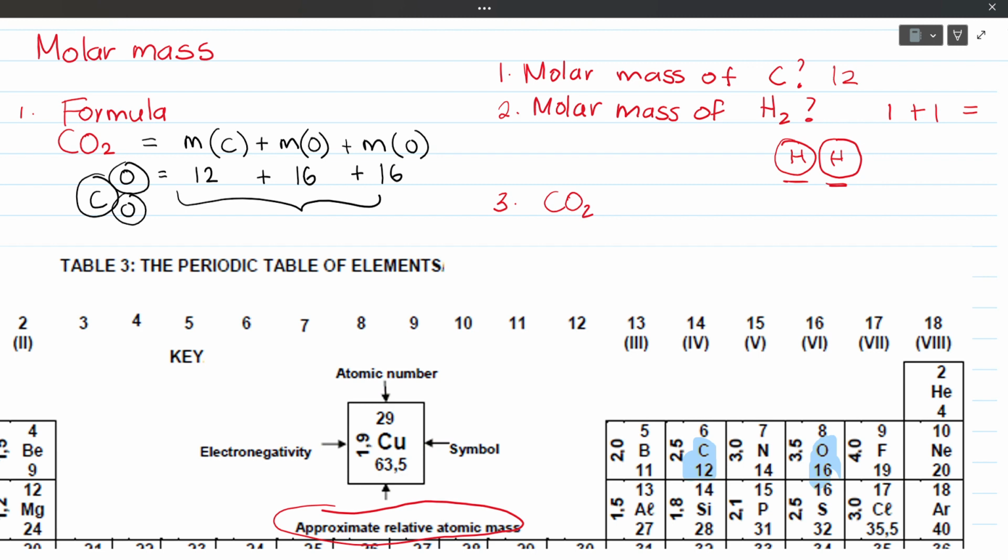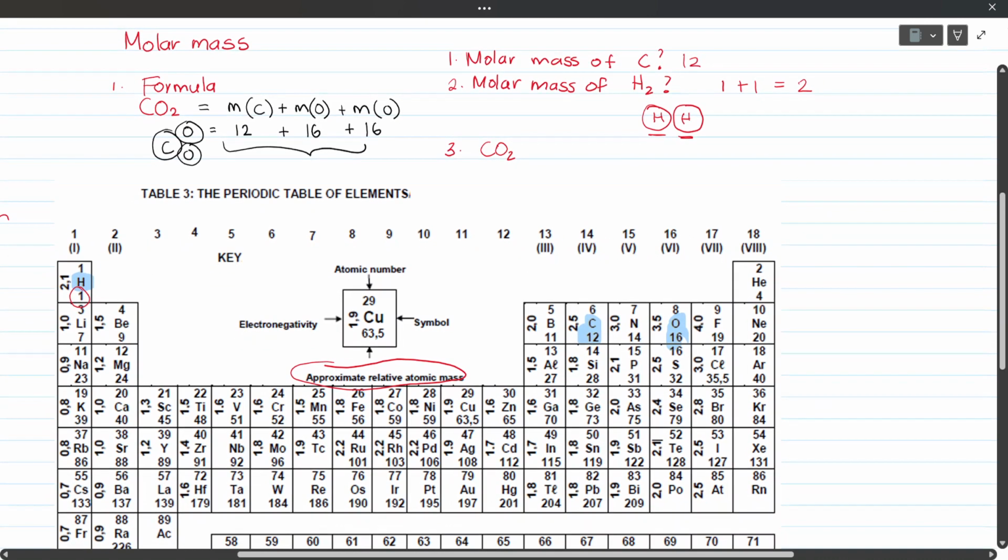So it's pretty simple enough. All you're doing is you're just looking at the chemical formula, you're going to your periodic table, you're finding your relative atomic mass, and you're adding that in your formula.